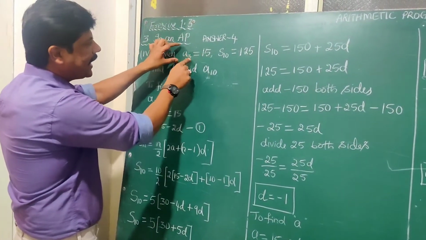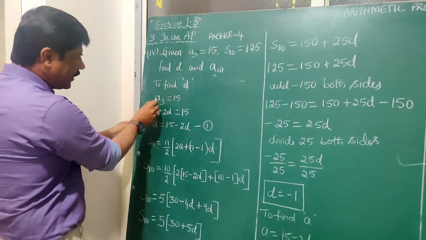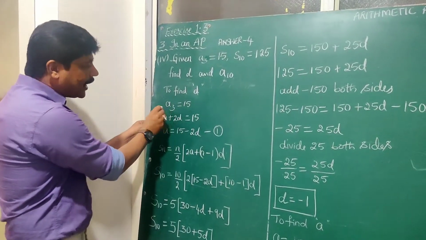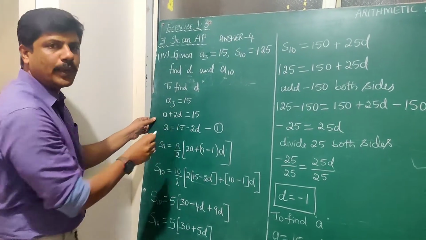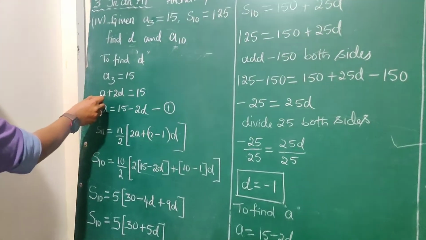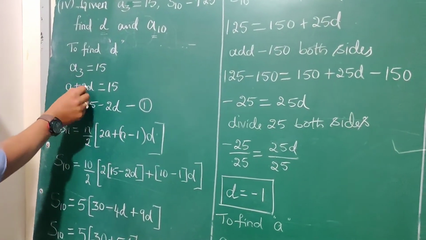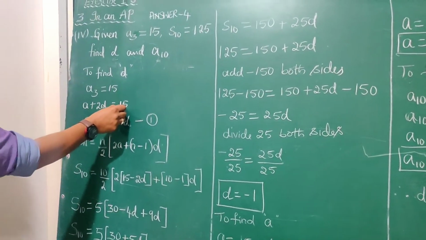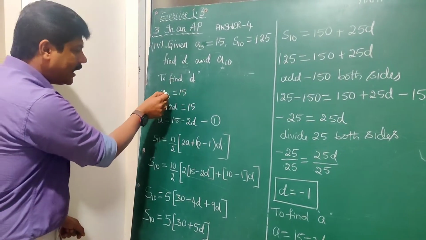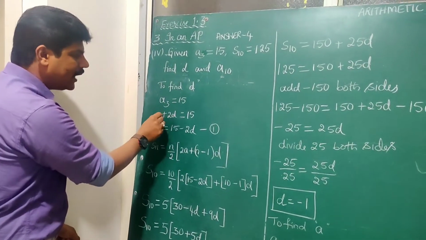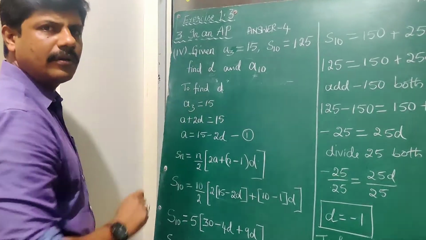First, let me take A3 is equal to 15. A3 means A plus 2D. A3 is nothing but A plus 2D. This A plus 2D is equal to 15 because A3 is 15.